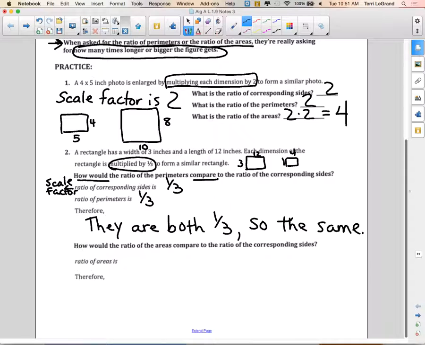Let's see if we can quickly find the perimeter just in our head. What's the perimeter of the original one? 12 plus 12 is? 24. 3 plus 3 is? 6 plus 24 is? 30. This one has a perimeter of 30. Okay? How about this one? 4 plus 4 is? 8. 1 plus 1 is? 2. 8 plus 2 is? 10. This one has a perimeter of 10. Is 10 1/3 of 30? It sure is, isn't it? Okay.